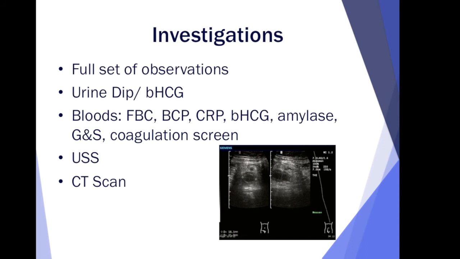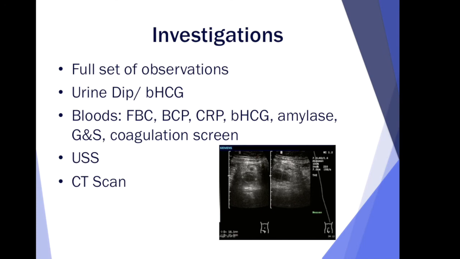General bloods should be performed, including a full blood count and CRP as well. This could show elevated white cell counts and CRP if the appendix is inflamed. However, these can also be normal. A BCP, or alternatively LFTs and U&Es, can be performed to have baseline bloods and also to rule out any other pathologies. Amylase may also help in that regard.